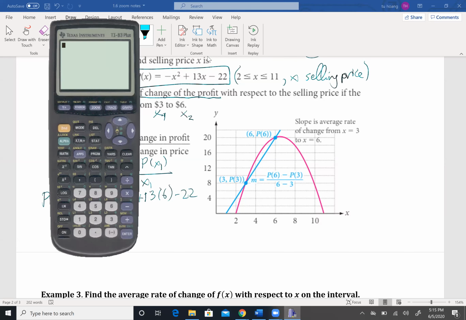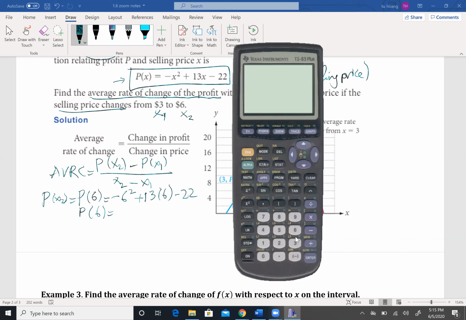Okay, so let's use the calculator. I have negative 6 squared. Oh, actually, if I use it like that, maybe that's going to be a problem. Okay, let me change it a little bit. It's negative, and then 6 squared plus 13 times 6 minus 22. So I'm going to have 20. Okay, so this is 20.